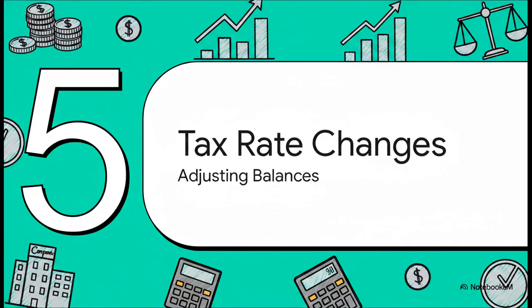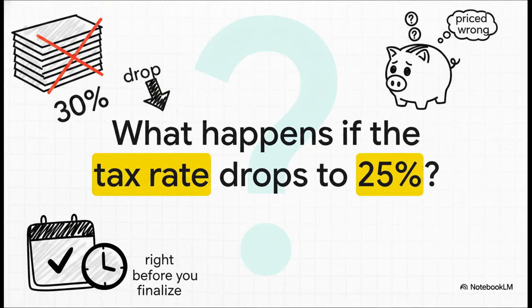Almost there. Section 5. Adjusting for tax rate changes. Okay, right here is where so many students trip up at the end of the semester. What on earth happens to the balances we've already calculated if the government decides to just change the actual corporate tax rate? Imagine, your existing deferred tax accounts were meticulously calculated over the last few years at a 30% tax rate. But then, right before you finalize your accounts, the government suddenly drops the corporate rate down to 25%. Overnight, those deferred balances you worked so hard on are essentially priced entirely wrong.